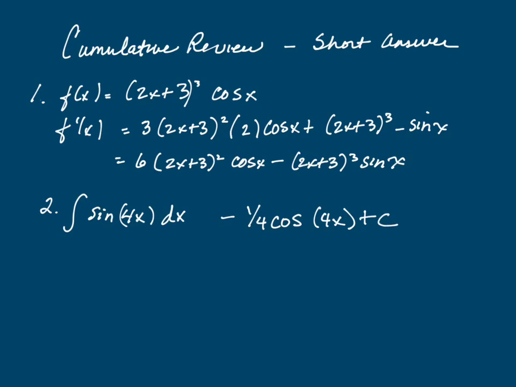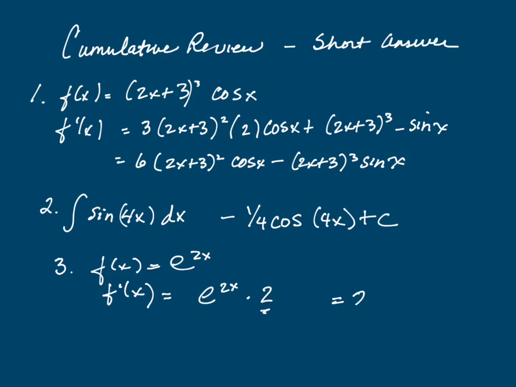Okay? Number 3, f of x is equal to e to the 2x, and so f prime of x is equal to, and we're just taking the derivative now, not the integral, so the derivative would be e to the 2x times 2, and 2's the baby, we usually put that in front, 2e to the 2x. So that was the answer to number 3.